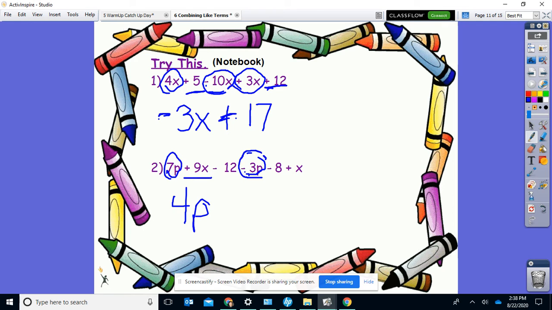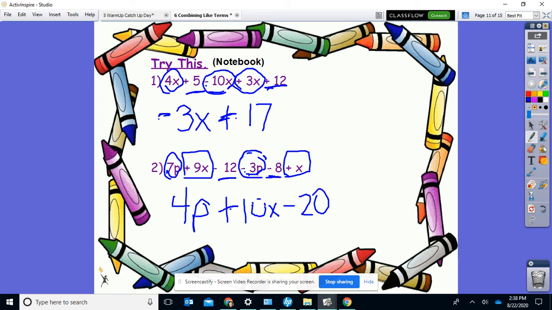Let's look at x's. I'm going to put a square around things with an x. I've got 9x and x. That really means I have a 1x. Remember, if there's no number out front, you know there's a 1 there. So plus x. And I've got a negative 12 and a negative 8. So that gives me minus 20.